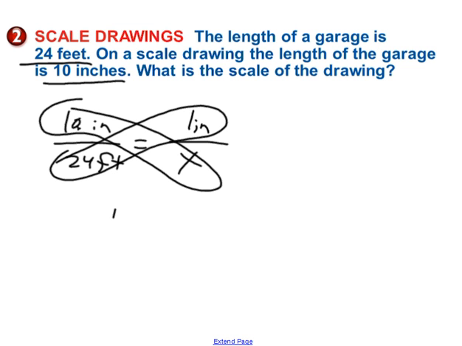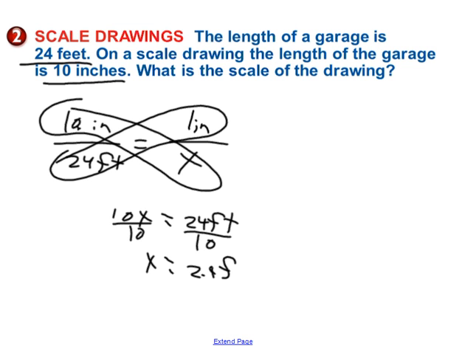10 times x is 10x, which is equal to 24 times 1, or 24 feet. Divide both sides by 10. X then would be equal to 2.4 feet. And my scale would be 1 inch is 2.4 feet. 1 inch on the drawing is 2.4 feet in real life.